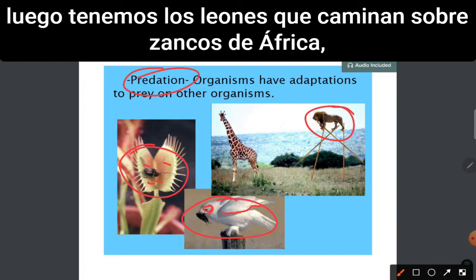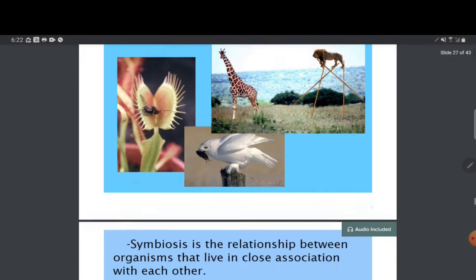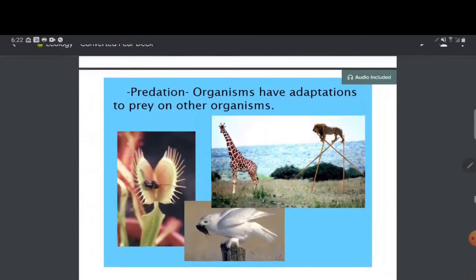And then we have the stilt-walking lions of Africa, which are pretty obvious. Okay, that was a joke.